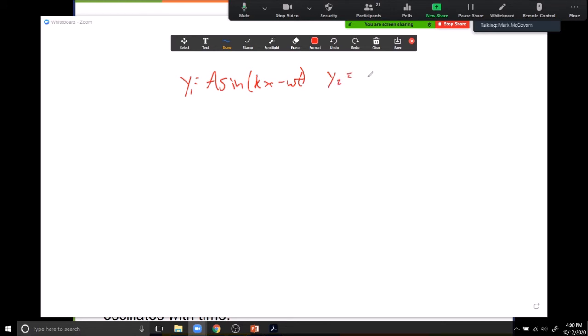The other wave is identical with one little tiny difference, and the difference is that it travels. One second, I gotta get my thing here.